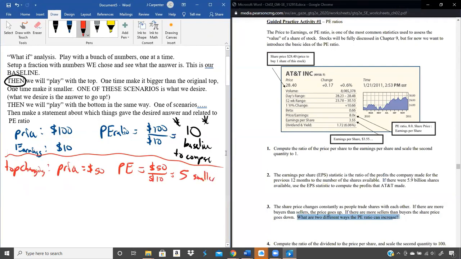Is that what we desire? We want it to increase, so no. That's not what we want. So that was making the price smaller. We went from 100 to 50. I could have gone from 100 to 99. I could have gone from 100 to 90. I could have gone from $100 to $1.